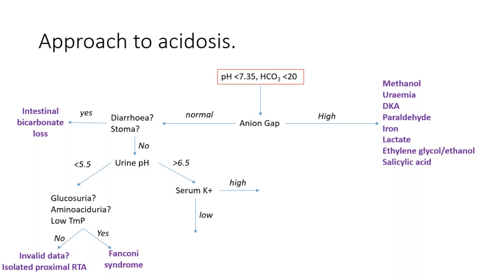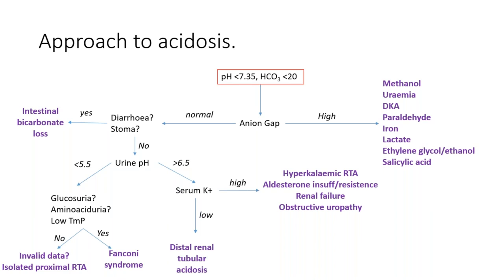If the pH is high, so if they have alkaline urine, then the defect is going to be in the part of the nephron which is responsible for acidifying the urine. So there's a problem with the distal aspect of the nephron in the collecting tubules. And then the next question to ask ourselves is whether the potassium is high or low. If the potassium is high, then that will lead us to a set of conditions which cause hyperkalemic renal tubular acidosis, such as aldosterone insufficiency or an obstructive uropathy, where you get type 4 renal tubular acidosis due to obstruction, a pseudohypoaldosteronism. If the potassium is low, then that will fit in with a distal renal tubular acidosis.